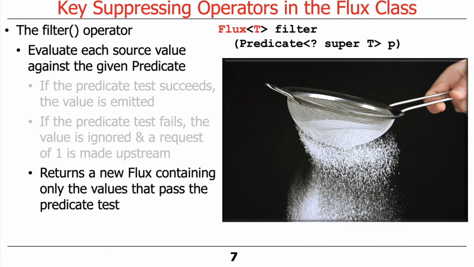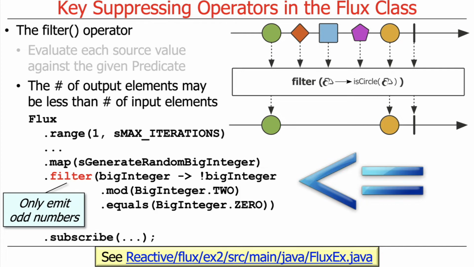So you can think of it like a sieve. Although I guess it depends on what you think a sieve is doing. A sieve is letting things through that are small enough to fit through the little holes. So that's kind of what filter is doing as well. Always remember that the number of output elements may be less than the number of input elements when using filter.